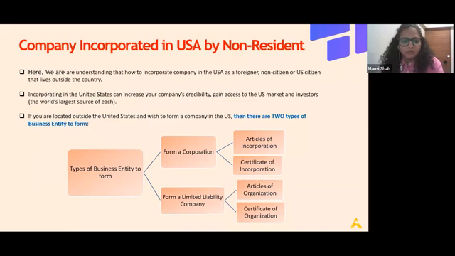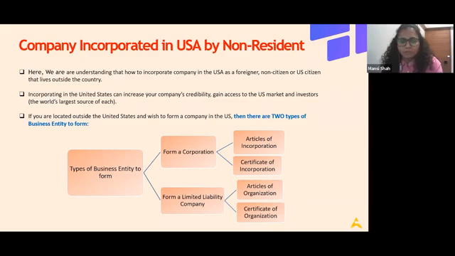So now, moving further, we are going to discuss which entity options we have, what the process is, which states to choose, and what the next steps will be once you decide that you want to have the company incorporated in the US as a foreign person. Firstly, for a foreigner, or a person who is living outside of the US, there are two basic entity types possible. One is corporation, another is LLC, which we already covered.